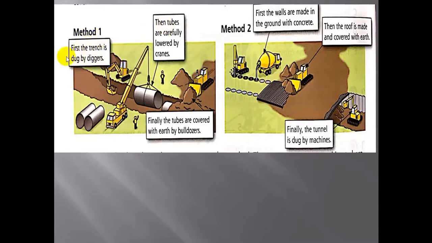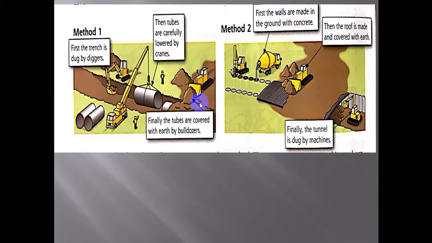Method number 1. First, the trench is dug by diggers. Then tubes are carefully lowered by cranes. Finally, the tubes are covered with earth by bulldozers. Method number 2. First, the walls are made in the ground with concrete. Then, the roof is made and covered with earth. Finally, the tunnel is dug by machines.